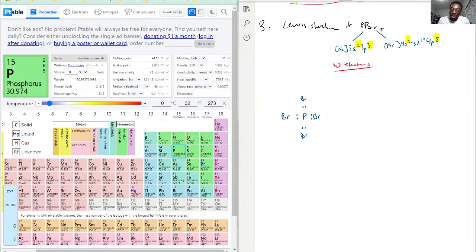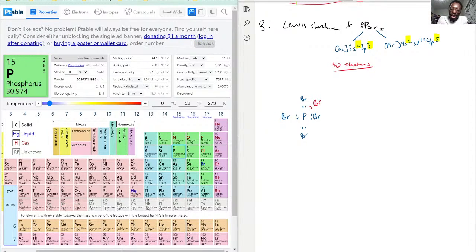Okay. So now here's where I add the extra one. Give it a little bit of room there. Alright. So now we have all the bromines. And now let us go ahead and add the electrons. So phosphorus is actually sharing 5 of its 5 already, so we don't need to add any there.